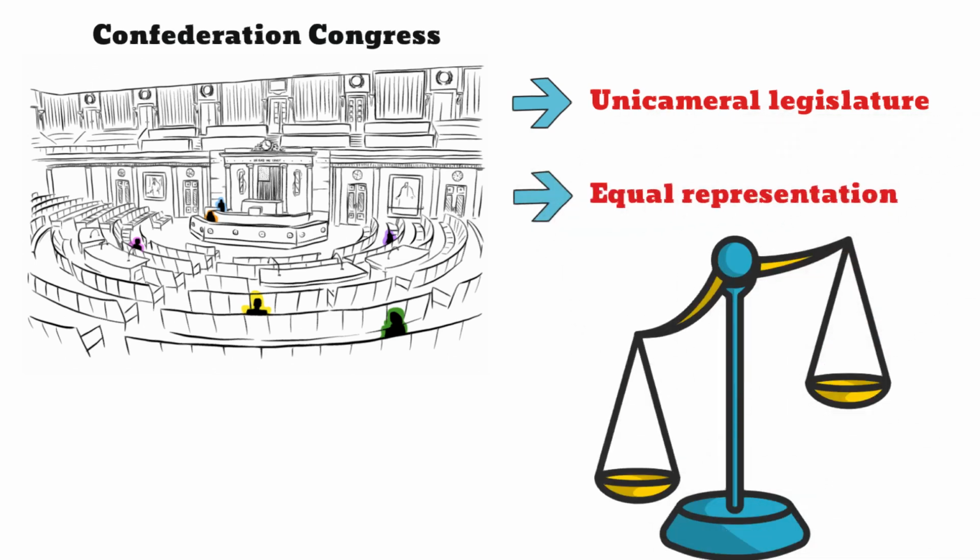but sparking tensions. Larger states like Virginia, with substantial populations, often felt underrepresented, while smaller states like Delaware disproportionately benefited, creating friction over whose interests should dominate national policies. This structure, while embodying the democratic ideal of equal state representation, proved problematic when it came to addressing the diverse needs of states with differing populations and economic interests.